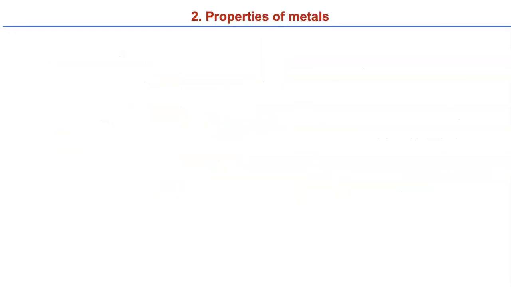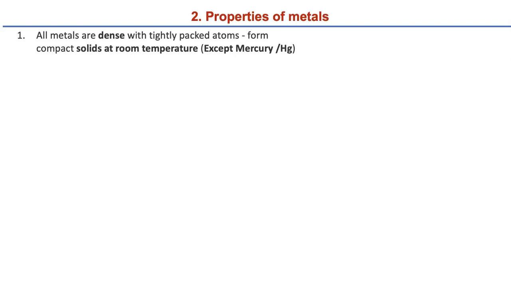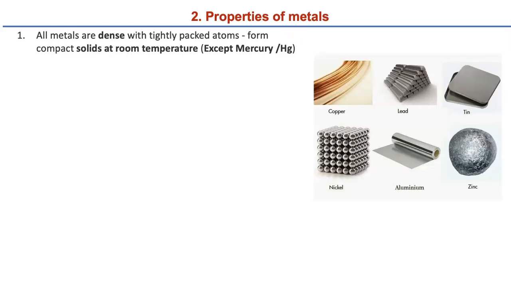So let's look at properties of metals. All metals are dense and they are tightly packed atoms, or ions in this case. They form compact solids at room temperature. The exception is mercury, which is a liquid at room temperature. Here are some examples: copper, showing this goldy orange color, and lead, dark silver color, tin, zinc, aluminum used in aluminum foil, and the Tesla Cybertruck is made out of thick sheets of aluminum alloy, and nickel. Now stainless steel is made out of iron and carbon. It's not shown over here.